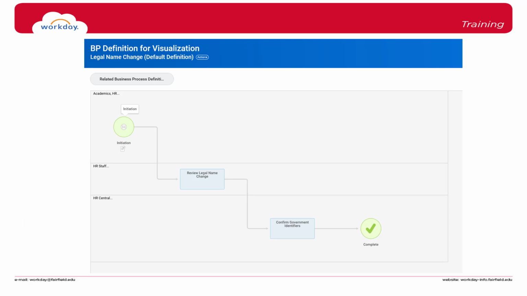Here's an example of a simple business process: changing your legal name. The initiator, the person requesting the name change, starts the process by completing a name change request in Workday. As soon as he or she submits the request, it is sent to the inbox. Remember the inbox? Of the first person who needs to approve it. In our case here, it would be a member of the HR staff. Once that person approves, the request goes on to the next approver, again in our case, someone in HR Central. The process continues until it's complete.